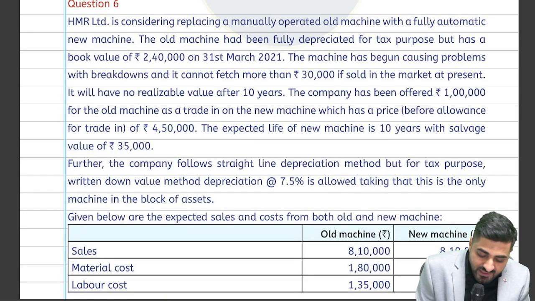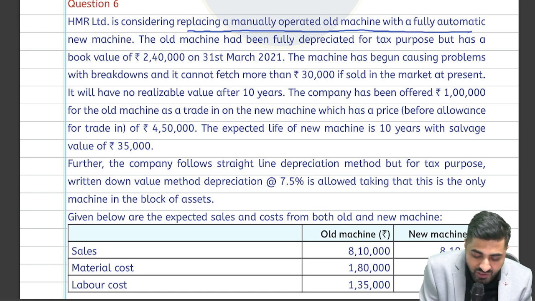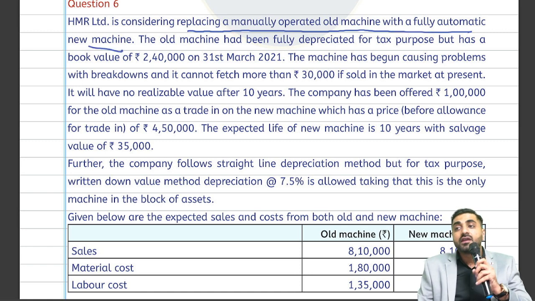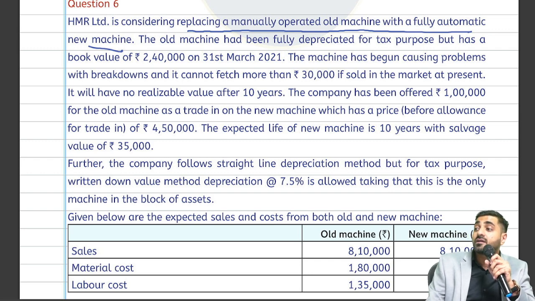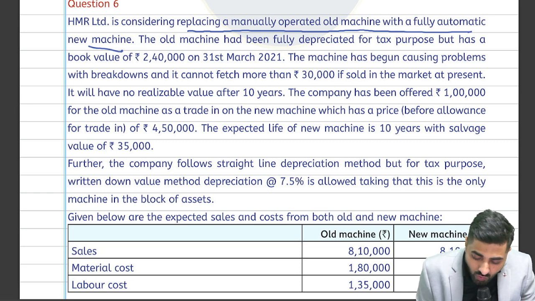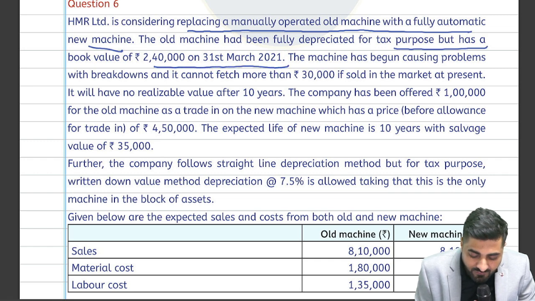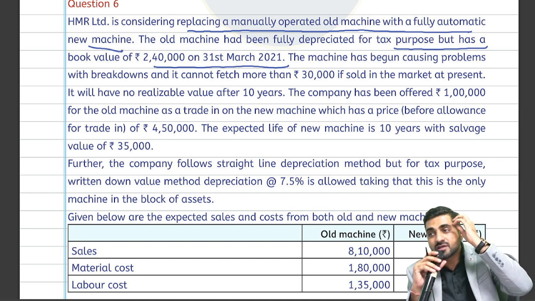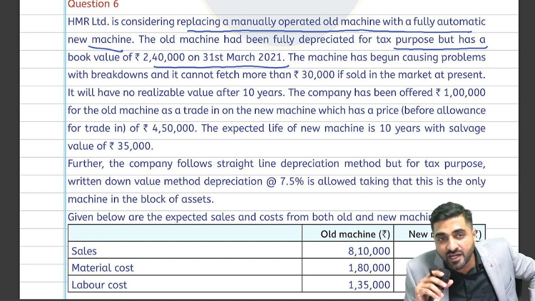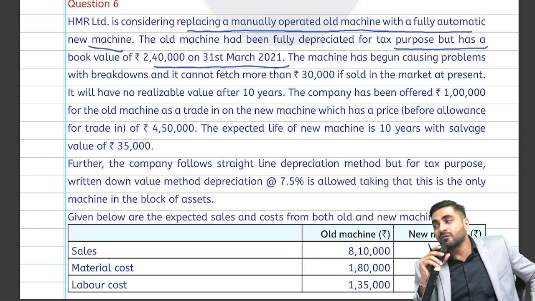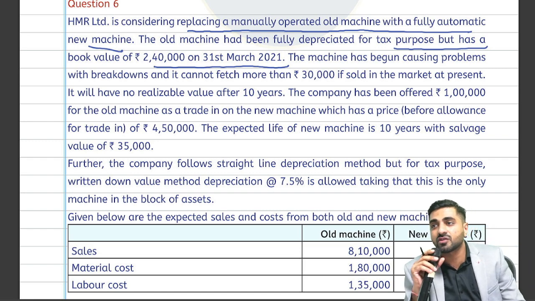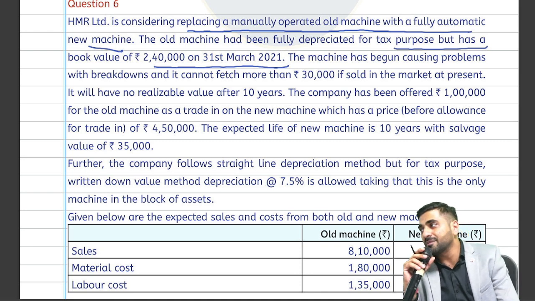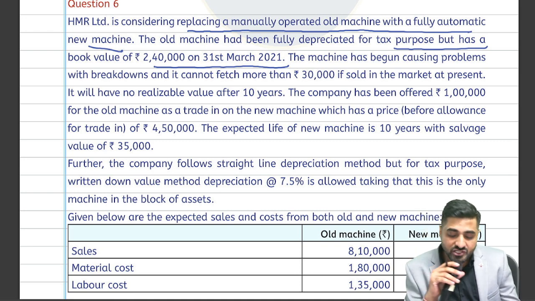In this particular question, HMR is considering replacing a manually operated old machine with a fully automated new machine. Can I say this is the question on replacement? Come on, yes or no? Yes, sir. The old machine has been fully depreciated for tax purpose, but still has a book value of 2,40,000. My simple question to you is, when a particular machine is fully depreciated for tax purpose, will income tax allow any further depreciation? No. There is no depreciation benefit which is available for the old machine.